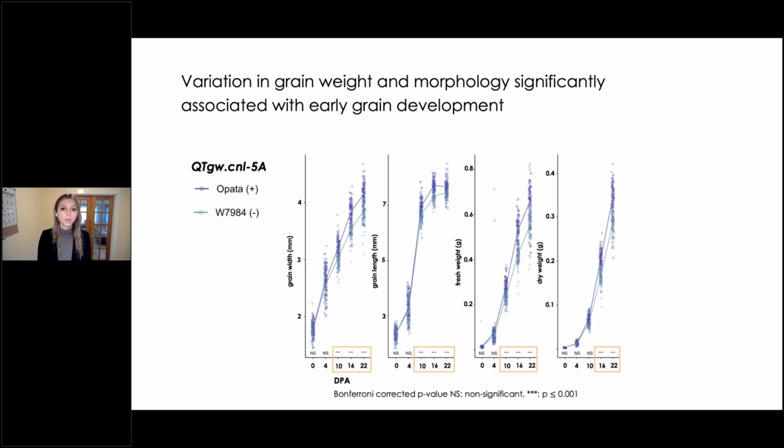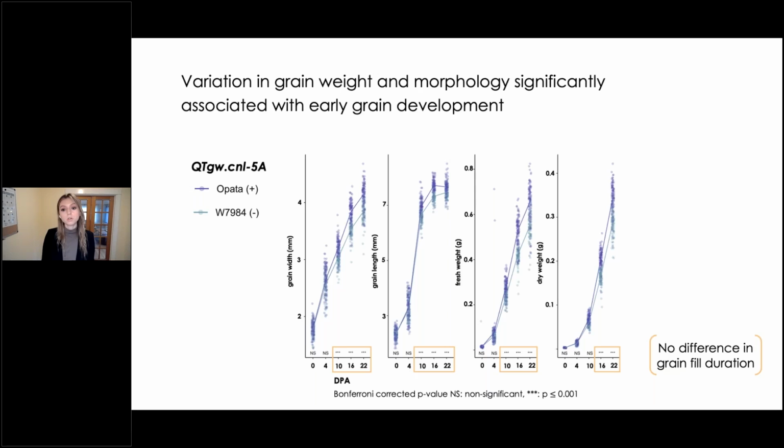We measured grain weight, grain length, fresh weight, and dry weight, and our days post-anthesis study had consistent associations with the phenotypic variation at 10 to 16 days post-anthesis for all traits, where the OPATA allele QTL control has significantly greater phenotype values than the W7984 control phenotypes.